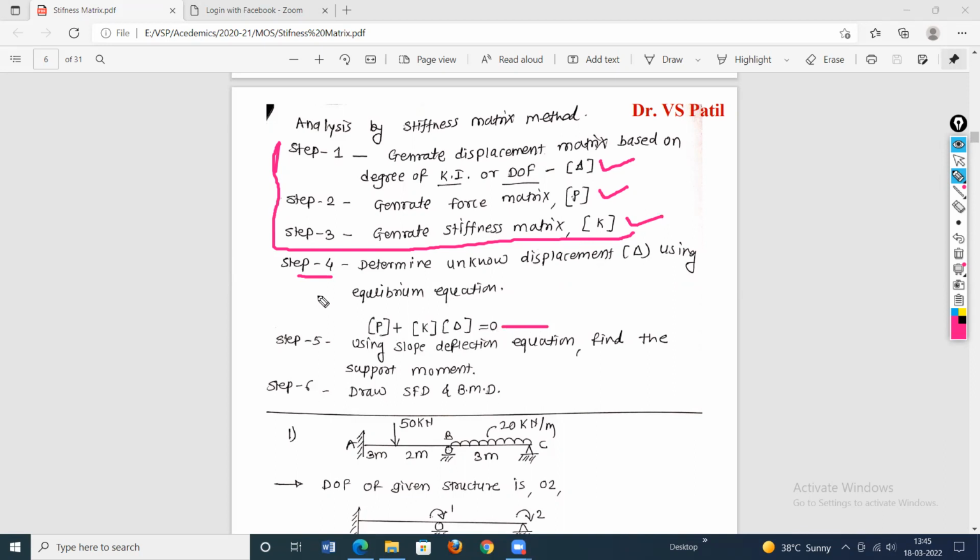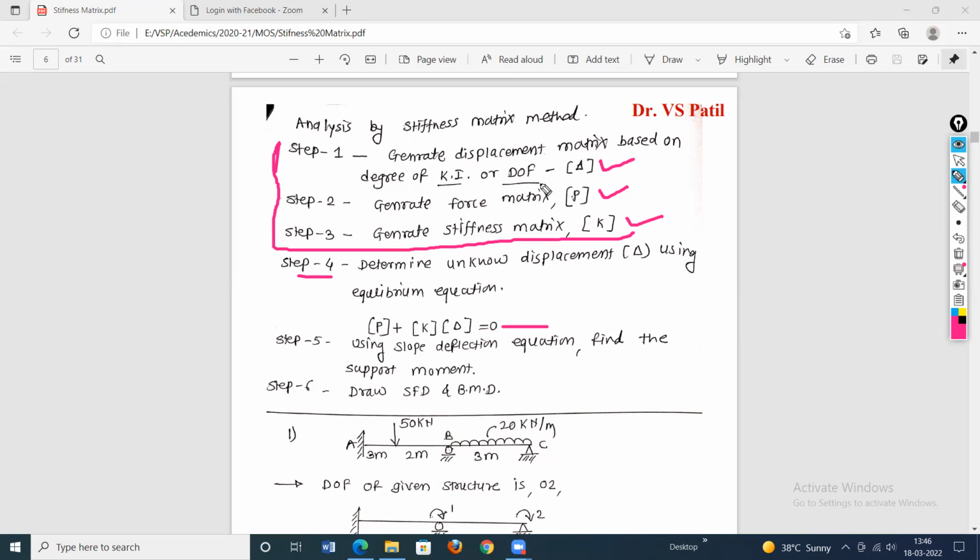Then in step number 4, whatever the unknown displacements at the joints are, we are able to find here. And then after knowing the unknown displacements, in step number 5, using the slope deflection equation, the unknown end moments we are able to find. And then after knowing the end moments, shear force and bending moment is step number 6.